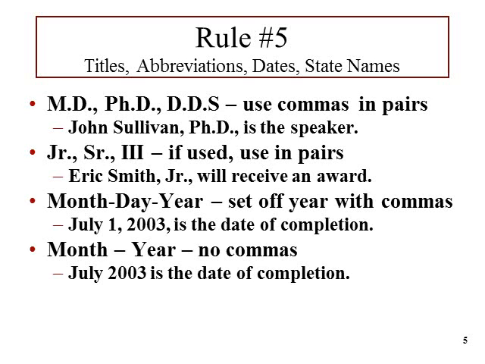Let's talk about dates. We have two differences here. In month, day, year format, you actually set off the year. So again, just like the titles, before and after. But in month, year, no commas at all. So just keep that in mind. July 1st, 2003, is the date of completion, versus July 2003 is the date of completion.